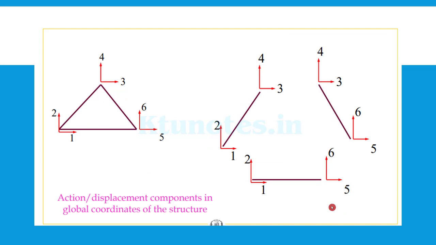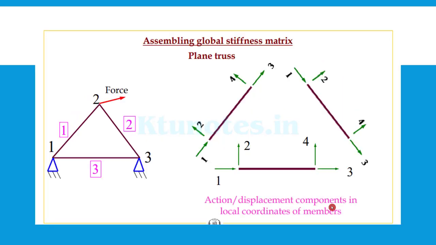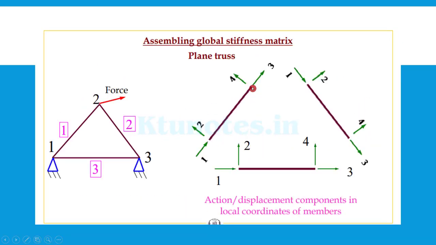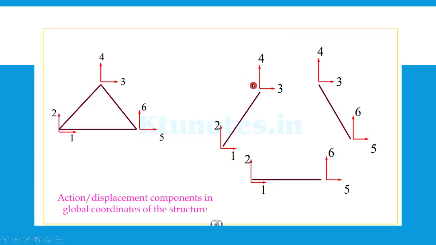So these are the action or displacement components in the local coordinate of the member. Now we are dealing with the global coordinate. In the case of global coordinate, all the coordinates will be purely vertical or horizontal. In the case of element coordinate, it will be aligned along the line of the element and perpendicular to the element. In the global, it will always be vertical as well as horizontal to the plane of the paper or the plane considered. So we have 1, 2 for the left joint, 3, 4 for the second, and 5, 6 for the third. These are the joints where the global coordinates are drawn, the action or displacement components in the global coordinates of the structure.